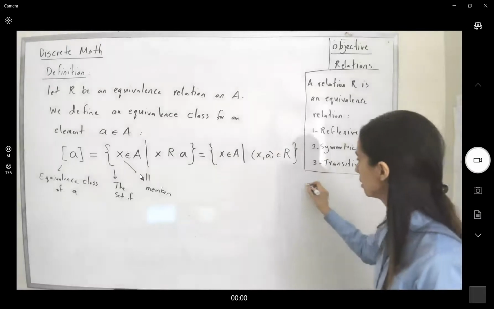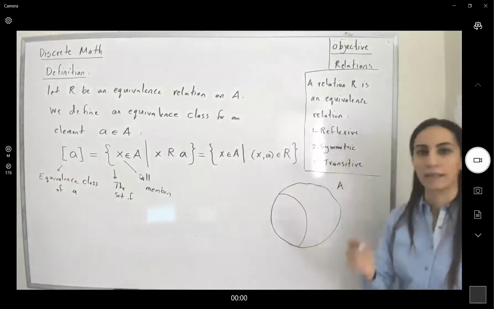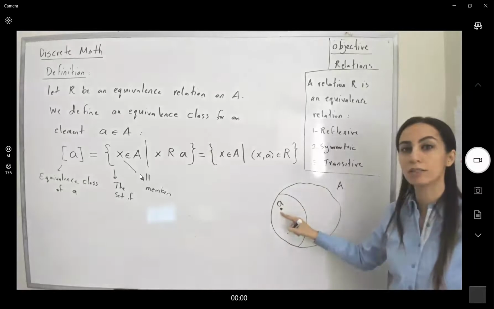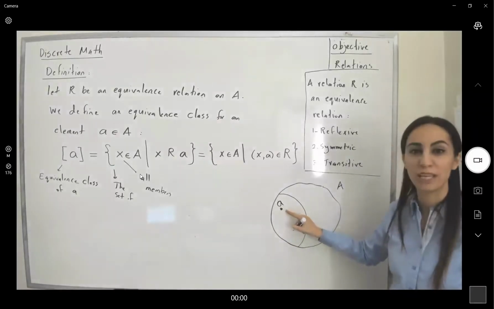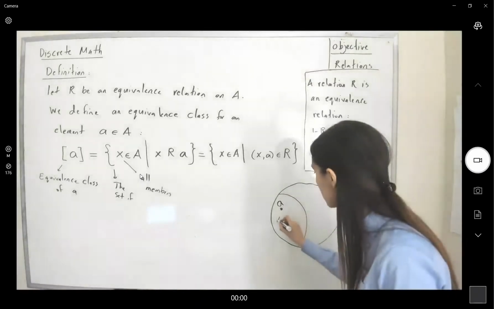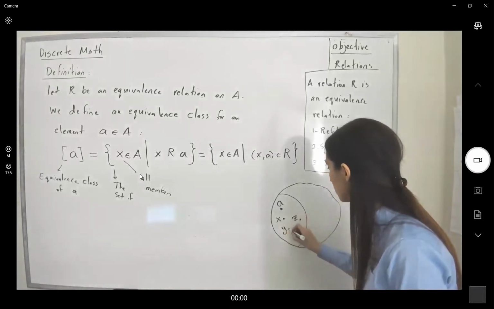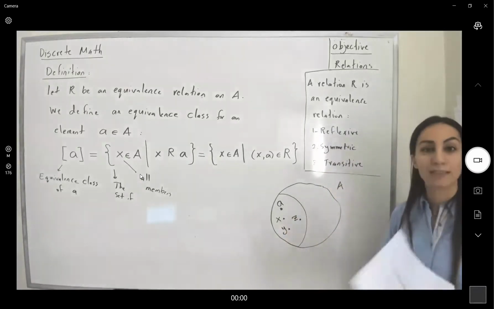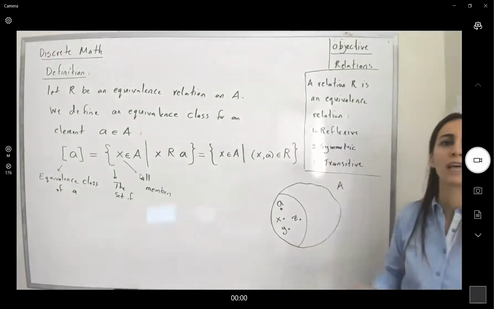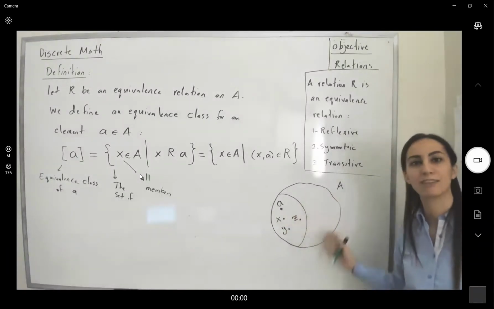So what are we doing? Suppose this is set A. This is an element like a. We are having all those elements that are in relation with a in one partition: x, y, z. The rest of the elements that are in relation with a are in one set. We might have other elements that are not in relation with a, so they form another partition.